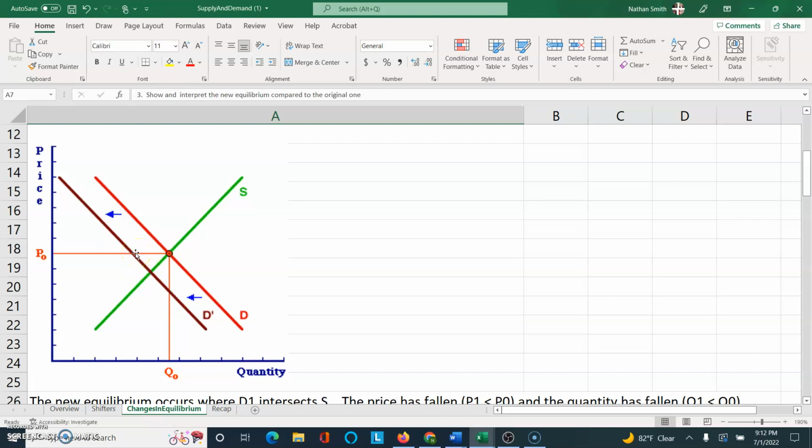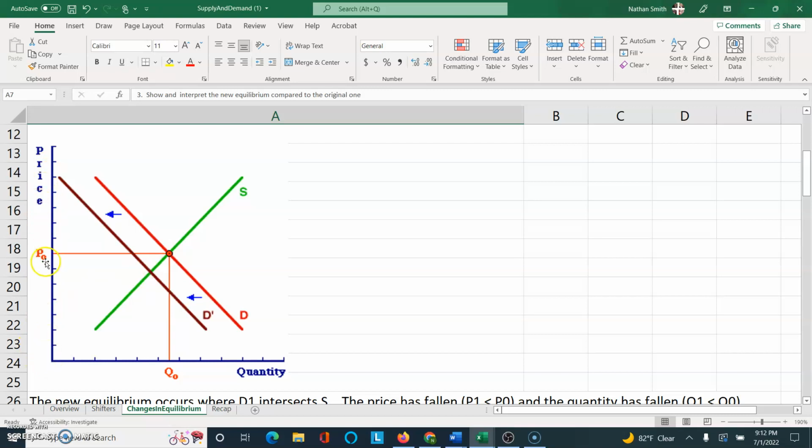The left shift in demand triggers a surplus at P0. So the only way that can be resolved is if price decreases. So here's my new equilibrium down here. Now all I have to do is look at what happened to the price and quantity relative to how it started. Okay, so let's look at my vertical axis.